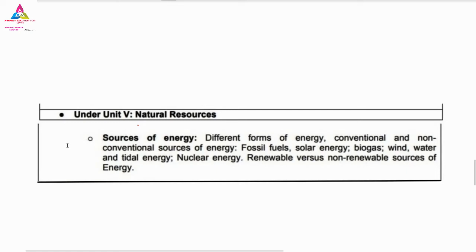Okay, coming to unit 5, natural resources. In that you have the lesson sources of energy. In sources of energy they have removed different forms of energy, conventional and non-conventional sources of energy. There may be differences you might have had, but that they have removed. Next is fossil fuel and solar energy, biogas, wind, water and tidal energy, everything they have removed. Nuclear energy also they have removed.